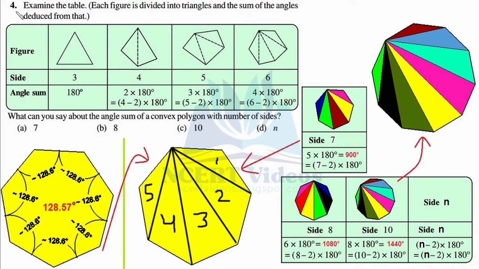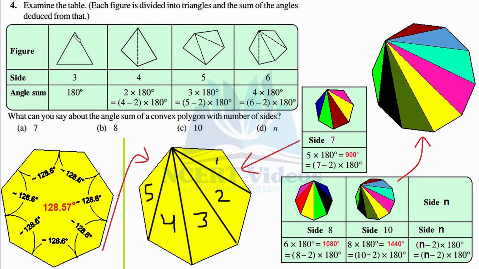Question number 4, Understanding Quadrilaterals, Mathematics Class 8, Chapter 3. Examine the table. Each figure is divided into triangles and the sum of the angles is deduced from that. So let's examine the table. We are given the figures.